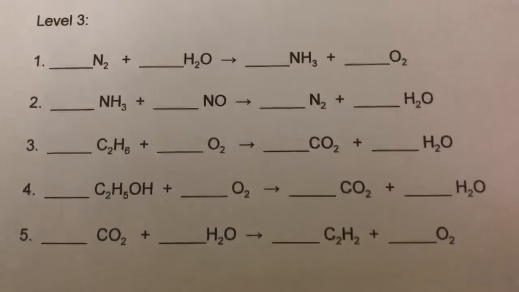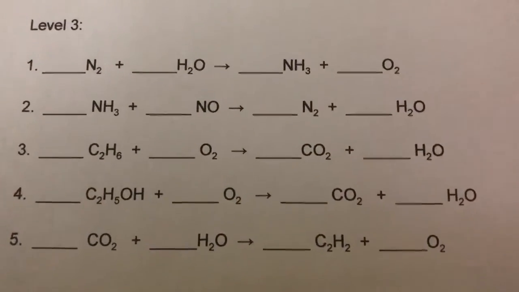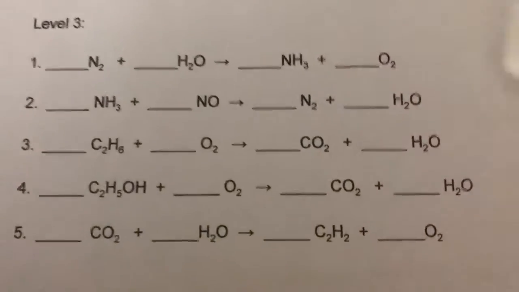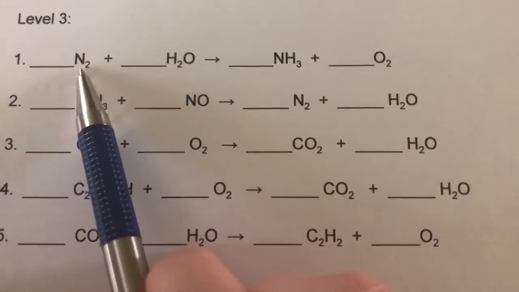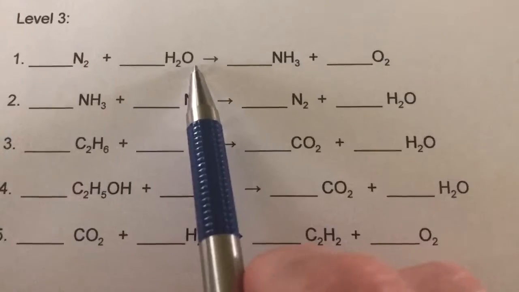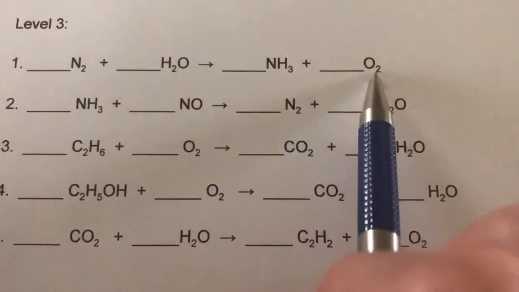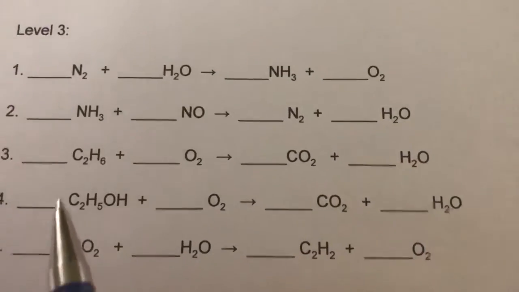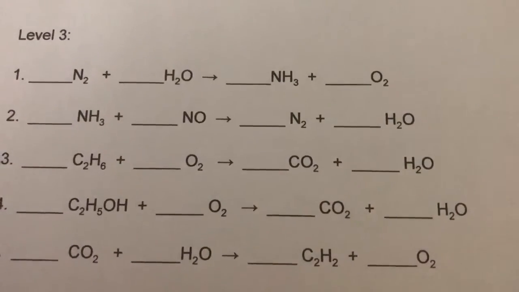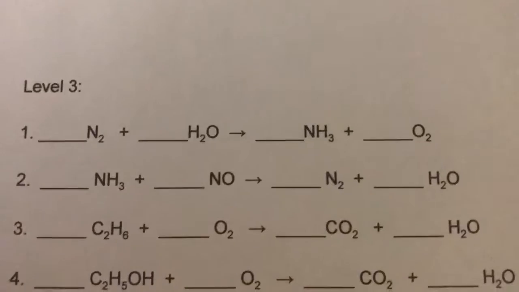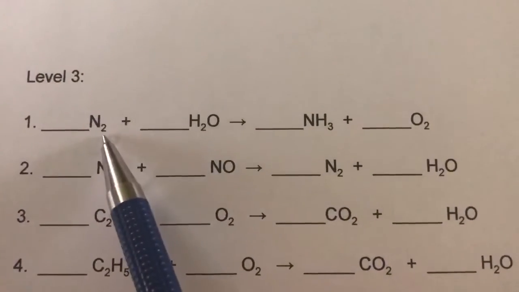Welcome to level 3. This is a tricky section, so let's get started. 2 nitrogens to 2 hydrogens to 1 oxygen. 1 nitrogen to 3 hydrogens to 2 oxygens. Again, if you have hydrogen and oxygen in your problem, I would leave those towards the end. So let's start with nitrogen.